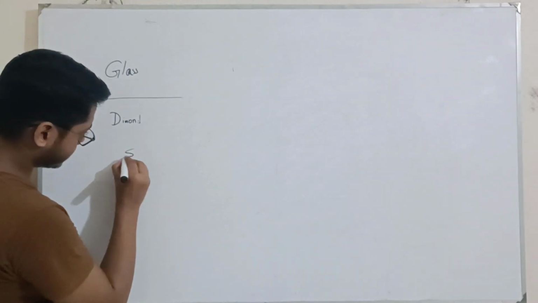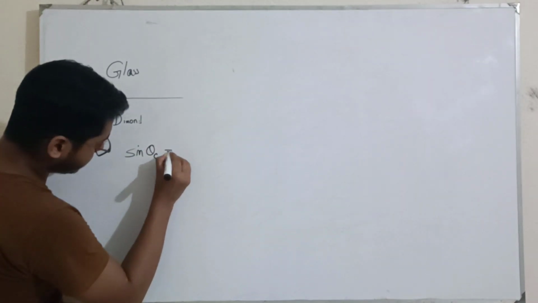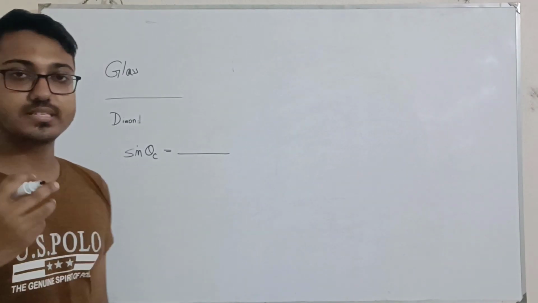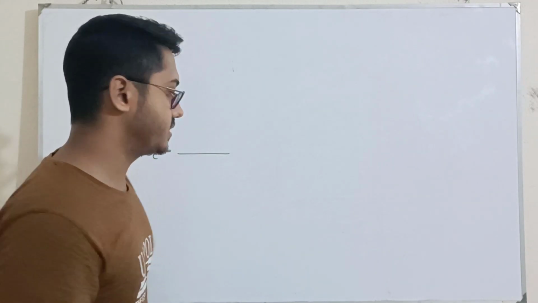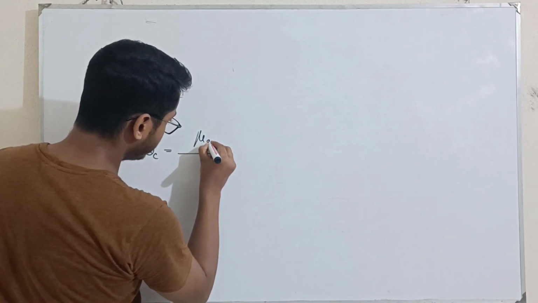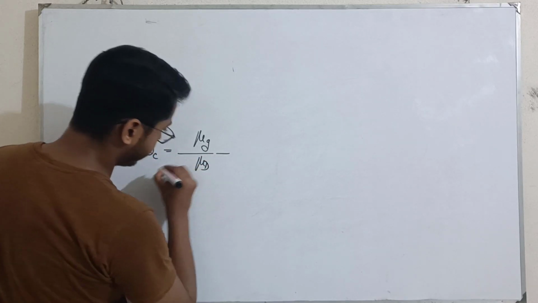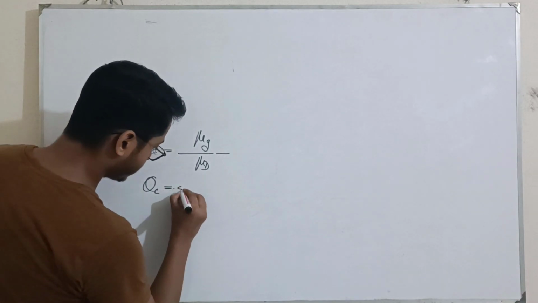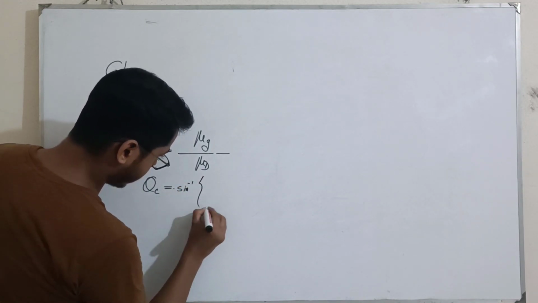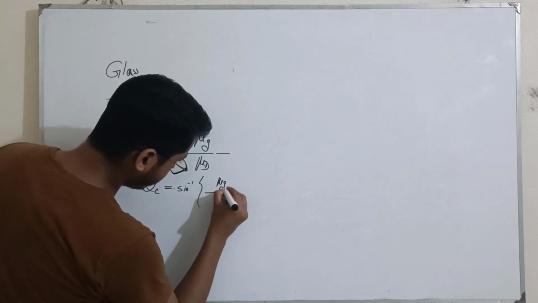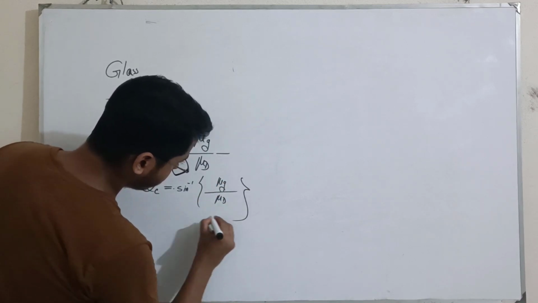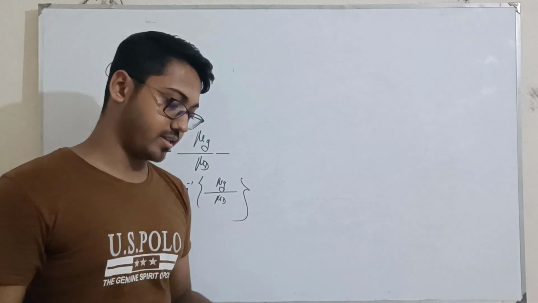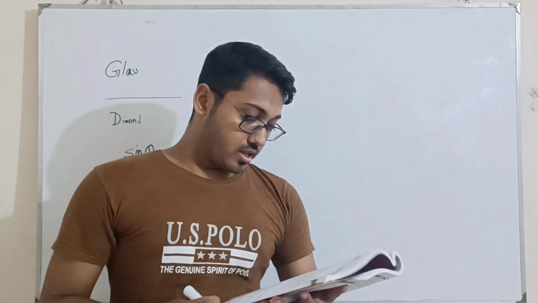So in that case, sin theta C, the critical angle, is equal to, now here between glass and diamond, which one is the lighter medium? Glass is the lighter medium. So nu G by nu D. So theta C is equal to sine inverse of nu G by nu D. We know the values of nu G and nu D, we just put them in and we'll get our answer.